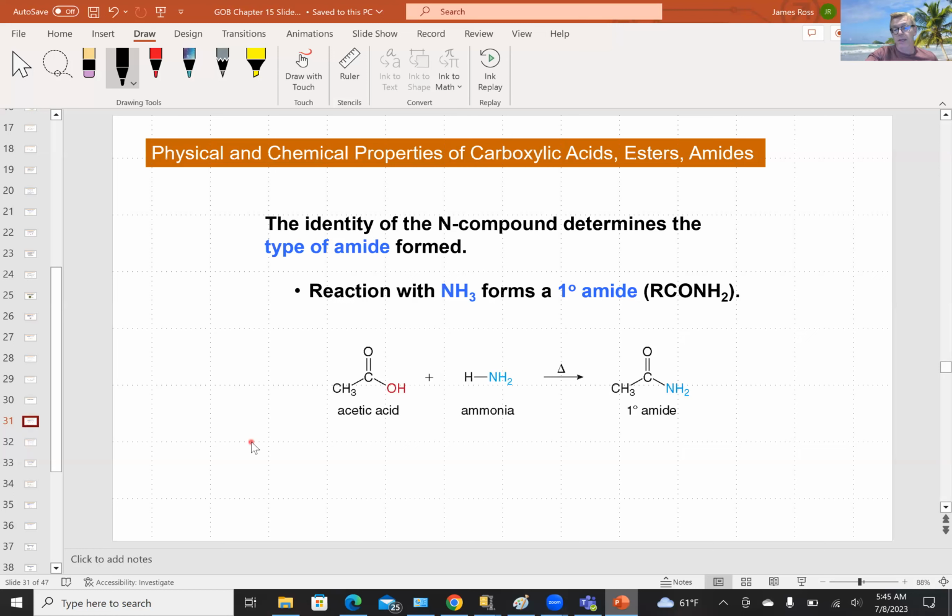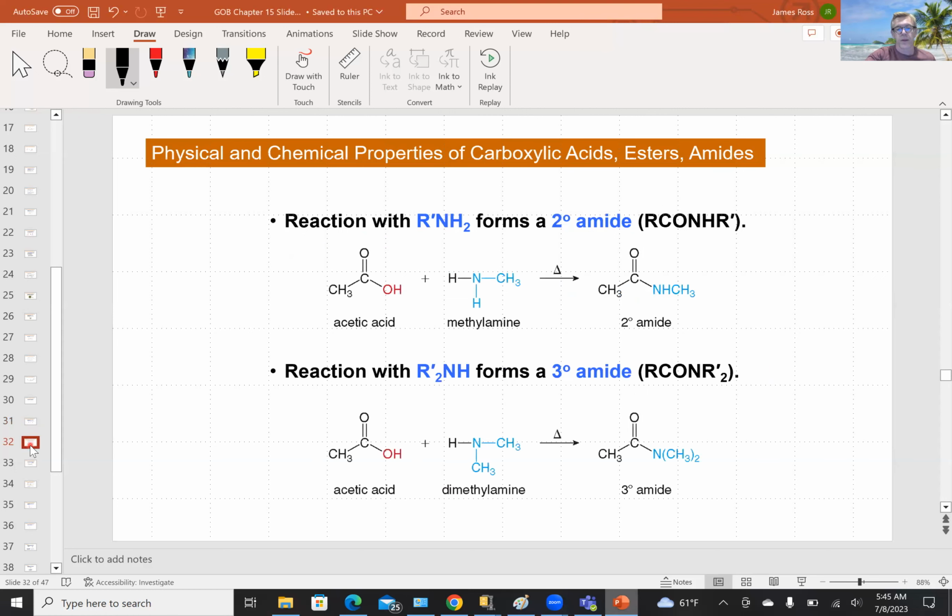A specific example here, we have acetic acid and ammonia, and we can make a primary amide and water, which has not been written, but there would also be a water molecule here. So essentially the water would be made from the H and the OH. Okay.